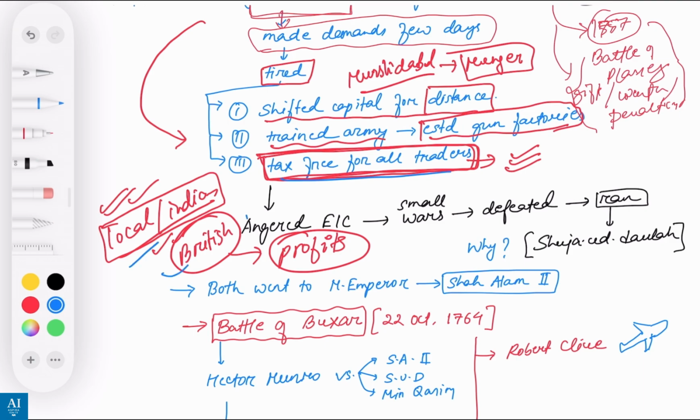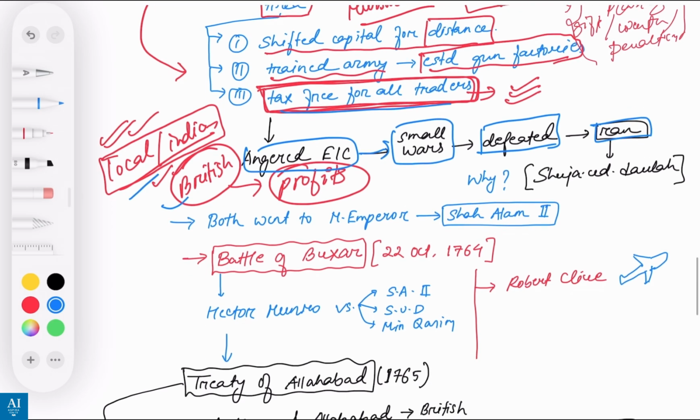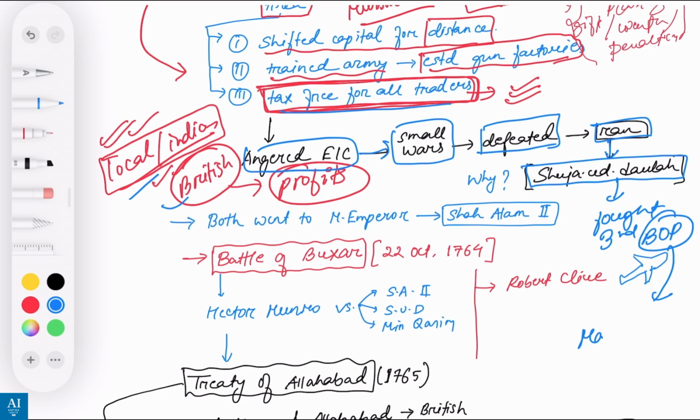So this angered the East India Company, and they fought small wars and defeated Mir Qasim, and he again ran away. He ran to whom? Sirajuddaulah. Why did he run to Sirajuddaulah? Because at that time Sirajuddaulah had fought the Third Battle of Panipat. With whom? With the Marathas.